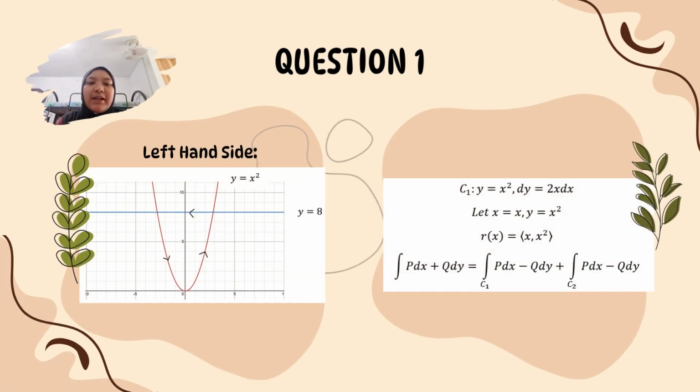Now let's calculate the left-hand side, which is the line integral around the closed curve. The boundary consists of two curves: C1 is the parabola y = x², and C2 is the horizontal line y = 8. Since the curve is closed, the total line integral is the sum of the integrals over these two paths. We will calculate each curve separately before adding the results together.